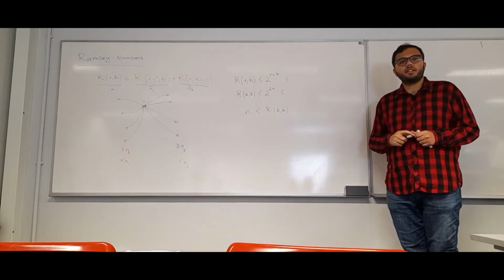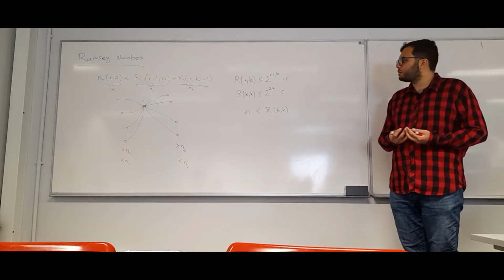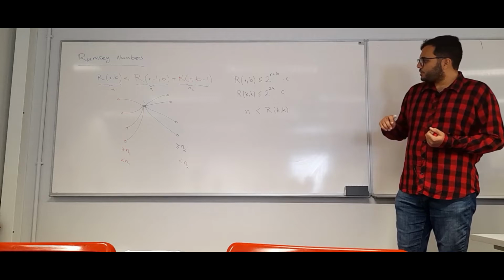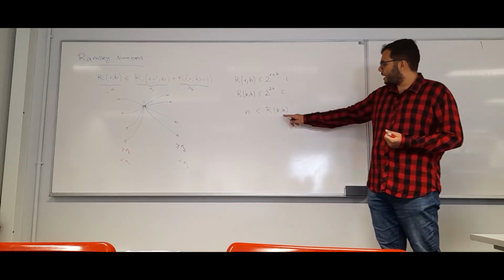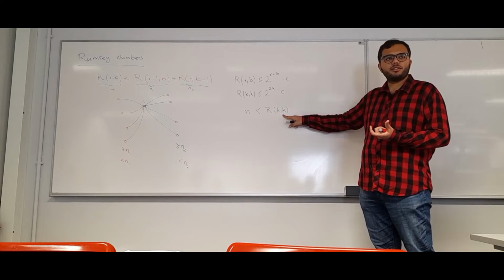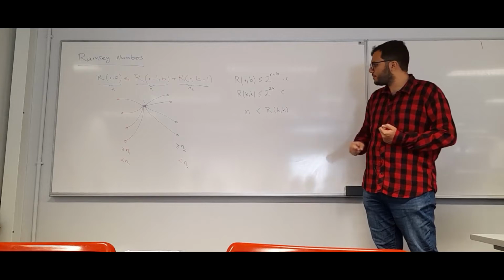This means that if you give me a complete graph with n vertices, I should be able to color the edges red or blue so that I don't have a clique of size k that has the same color in all of its edges. Right? So every clique of size k in my graph should have at least 2 different colors.